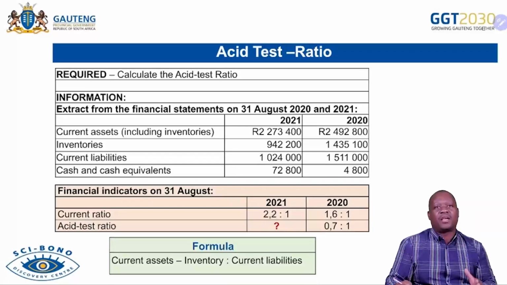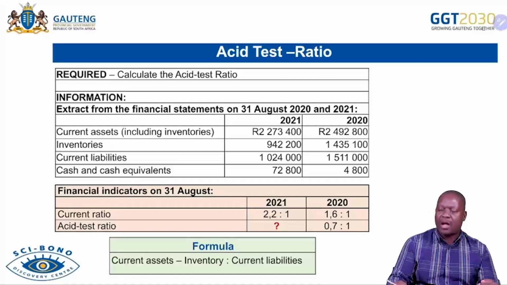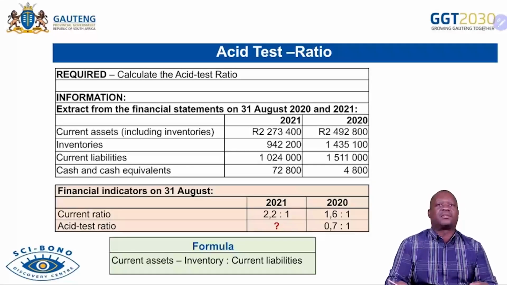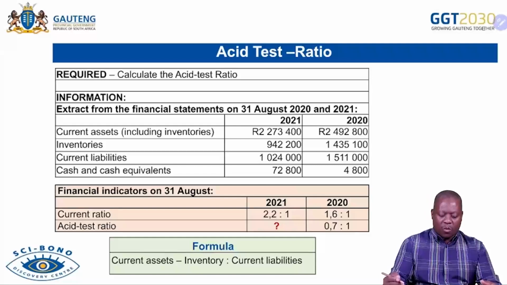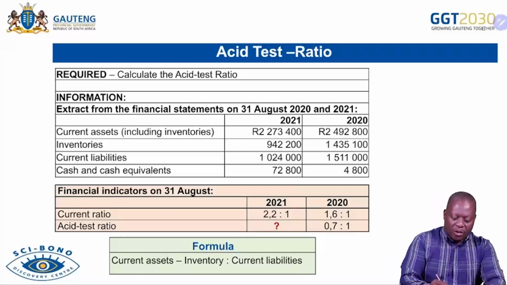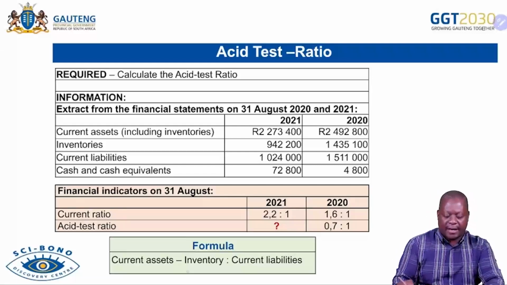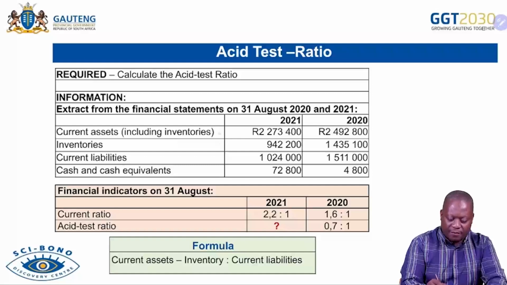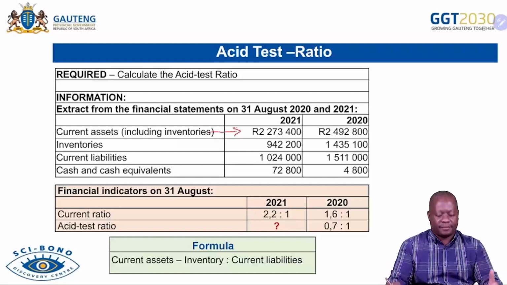Remember, the formula is our current assets minus inventories, and then we compare this to our current liabilities. Current assets less inventories as to current liabilities. So what is that going to say? We need to identify first current assets. Let's check. There we are. Our figure for current assets is given.